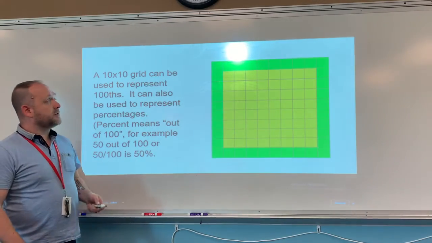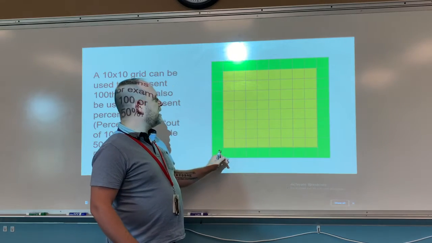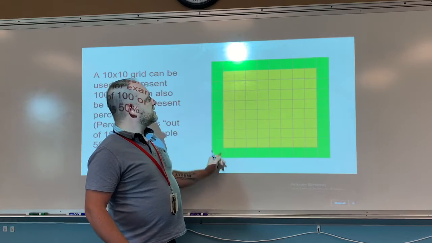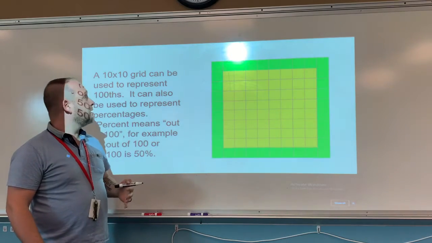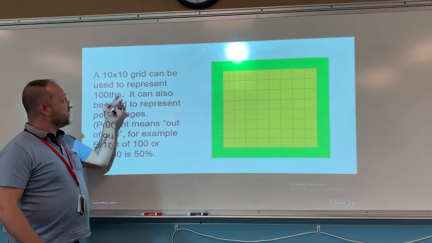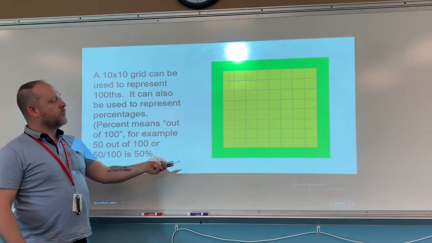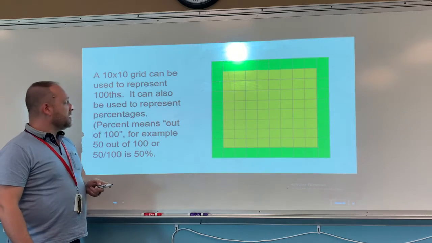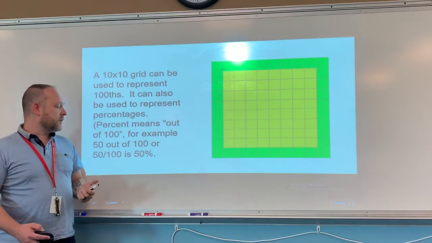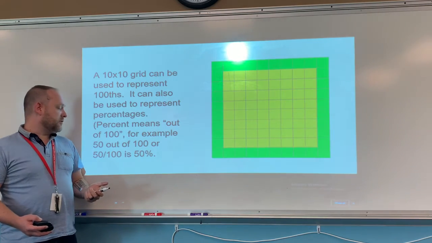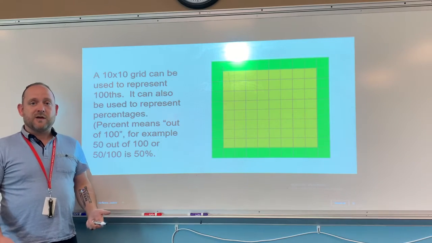Well, a 10 by 10 grid like we've got here, so there are 10 pieces along each row and 10 pieces in each column. That's 10 rows of 10 or 10 columns of 10, which 10 times 10 is 100. So this 10 by 10 grid can be used to represent 100ths. Each little piece would be 1/100th of the whole. It can also be used to represent percentages. A percent just means out of 100. For example, 50 out of 100 is 50 100ths, or it's also 50%.